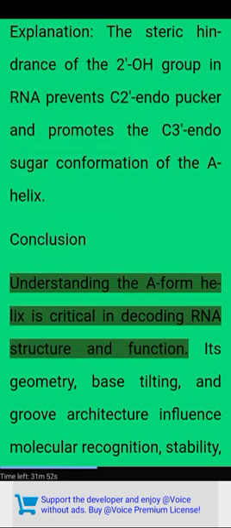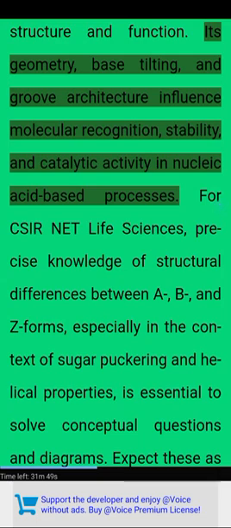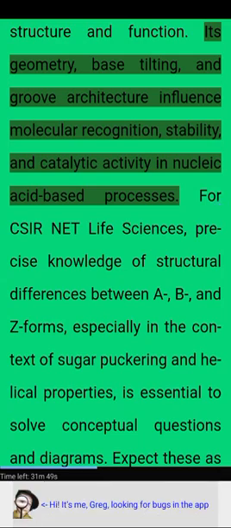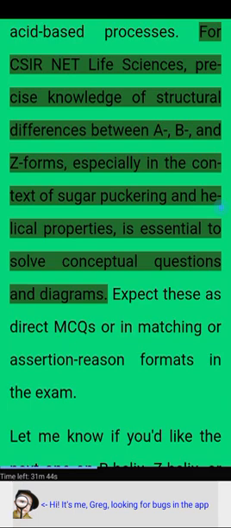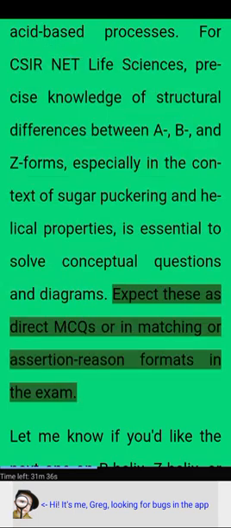Conclusion. Understanding the A form helix is critical in decoding RNA structure and function. Its geometry, base tilting, and groove architecture influence molecular recognition, stability, and catalytic activity in nucleic acid-based processes. For CSIR NET Life Sciences, precise knowledge of structural differences between A, B, and Z forms, especially in the context of sugar puckering and helical properties, is essential to solve conceptual questions and diagrams. Expect these as direct MCQs or in matching or assertion reason formats in the exam.